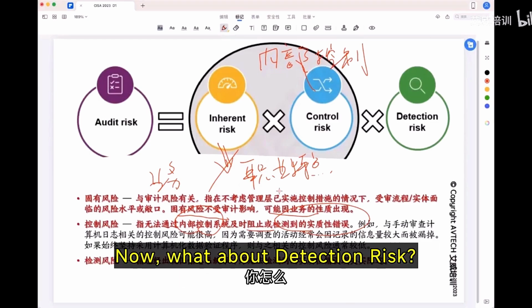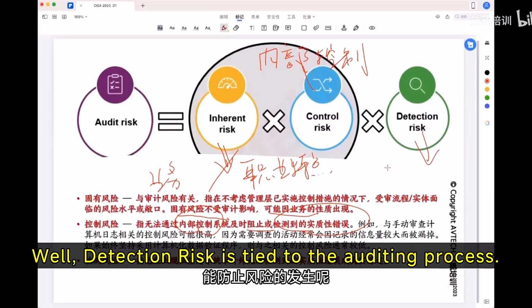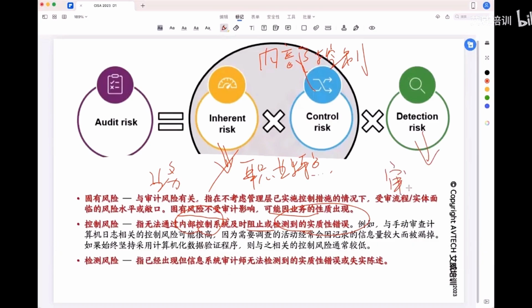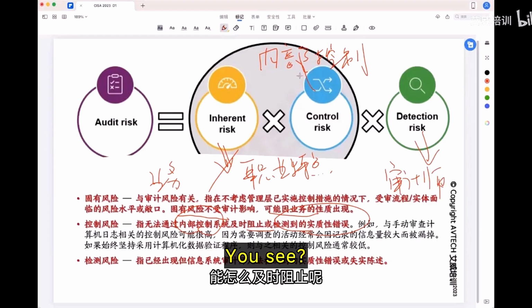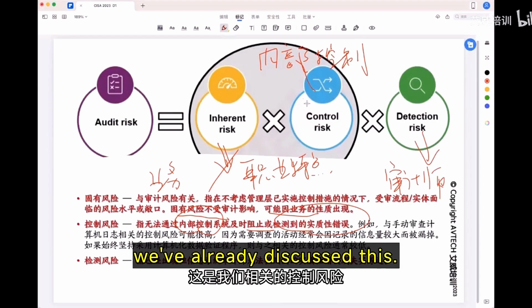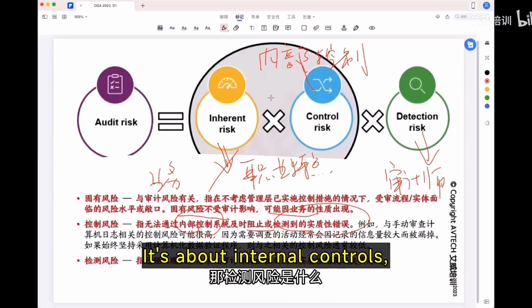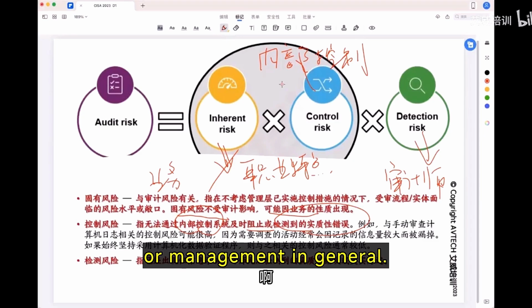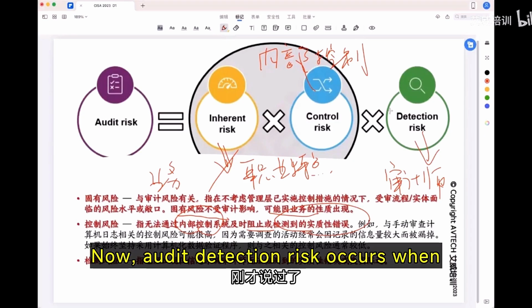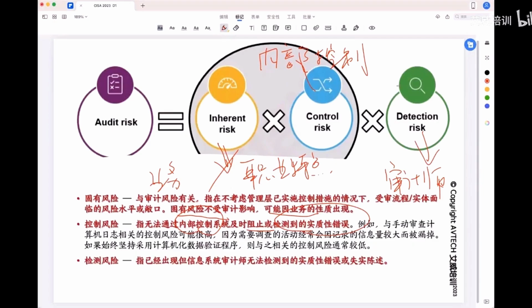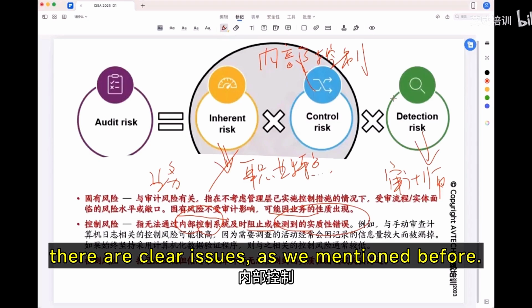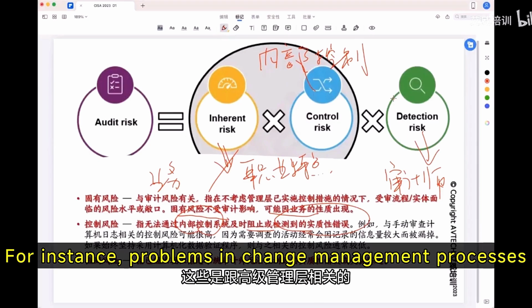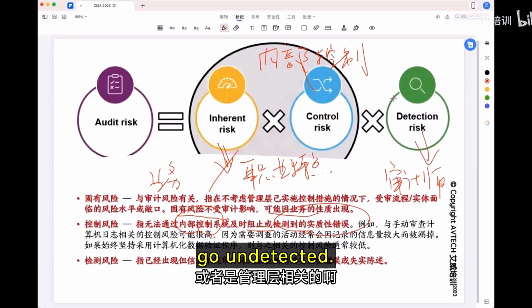Now, what about detection risk? Well, detection risk is tied to the auditing process. You see, regarding control risk, we've already discussed this. It's about internal controls, which involve senior management or management in general. Right, now audit detection risk occurs when there are clear issues as we mentioned before. For instance, problems in change management processes go undetected.